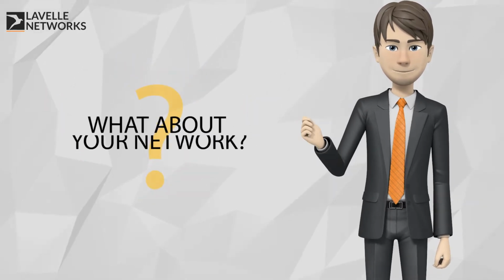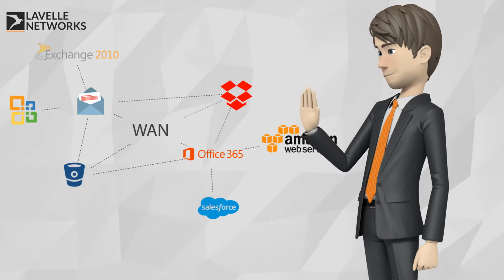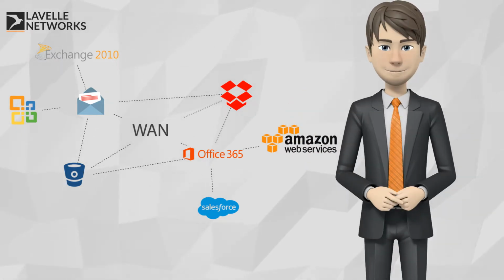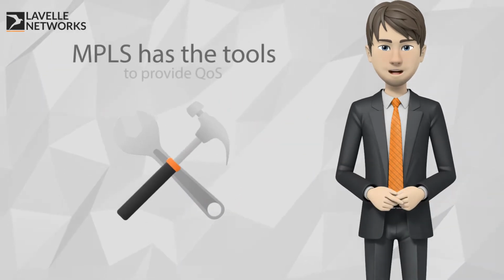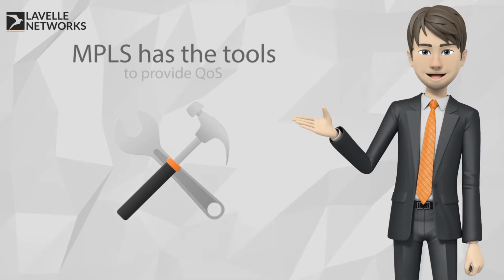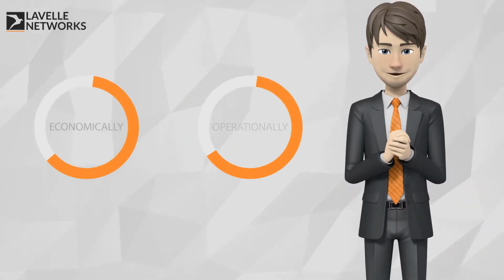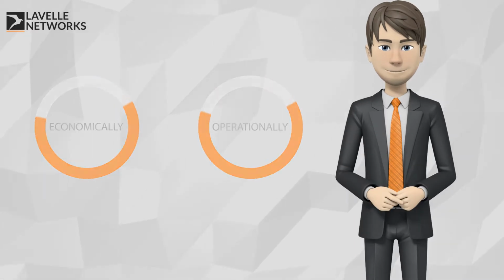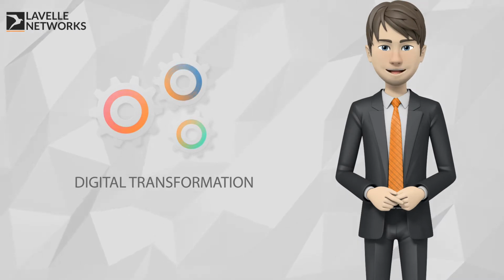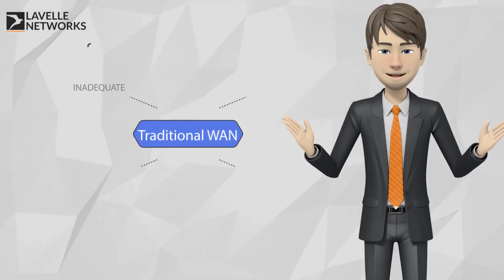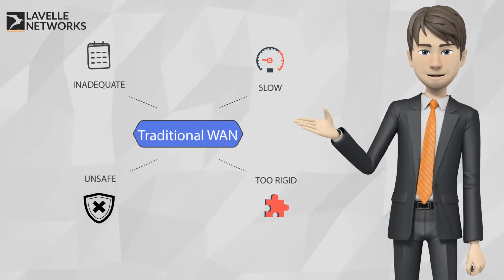What about your network? The number and nature of applications has been only increasing, while the network, WAN, on which these applications get accessed, has remained the same. Decade-old topologies using MPLS have the tools to provide QoS and reasonable security, but don't scale economically or operationally. Result? Your enterprise WAN is a bottleneck to digital transformation. WAN is inadequate, slow, unsafe, and too rigid to access your diverse set of applications.